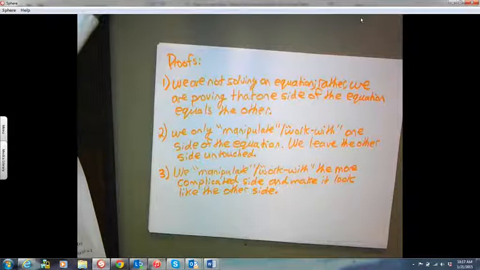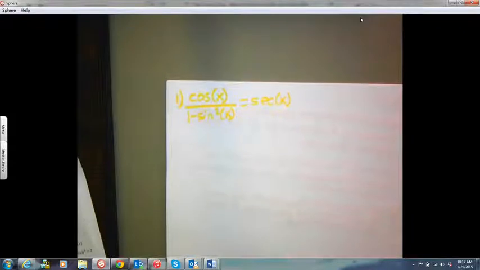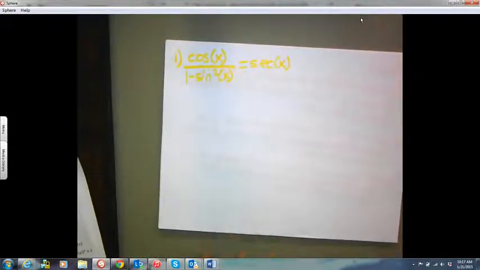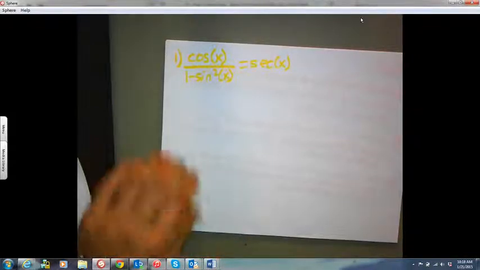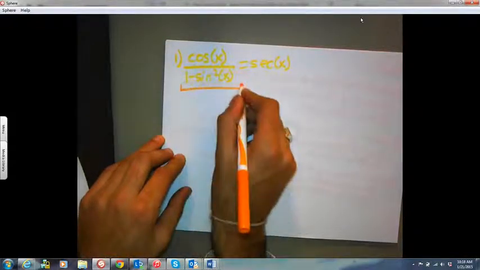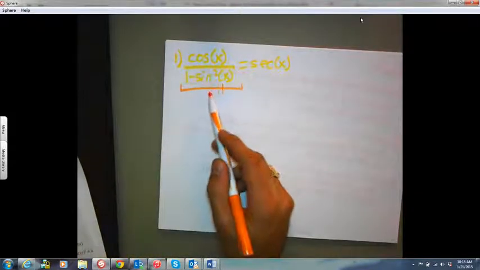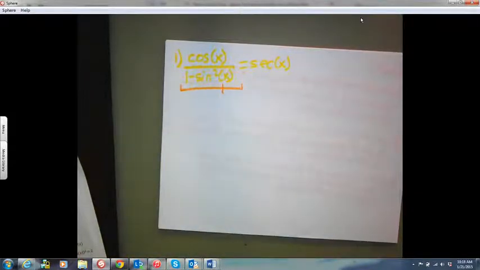Problem 1 says: cosine of x over 1 minus sine squared of x equals secant of x. So here, folks, step 1 is identify which side is more complicated. This is definitely the more complicated side. There's a fraction, there's more trig functions, there's a squared. This is the complicated side.